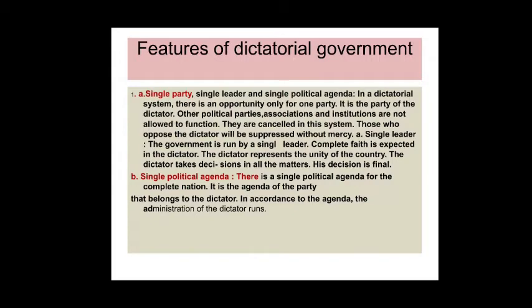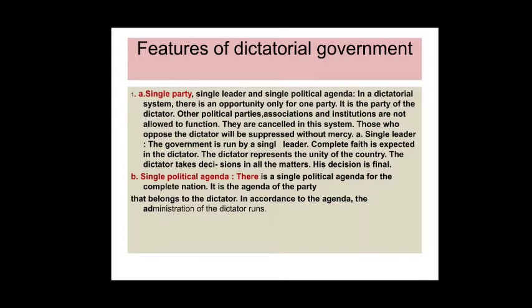So, for example, in Germany, Hitler had 6 million people killed by spreading poisonous gas. That was his decision. So anyone who opposes the dictator will be suppressed without mercy. It was the same in Germany from 1935 to 1945. For those 10 years, a dictatorial government led and people were also exploited.